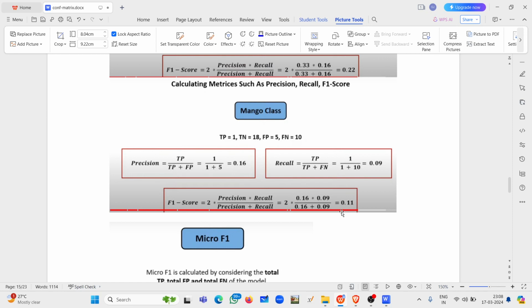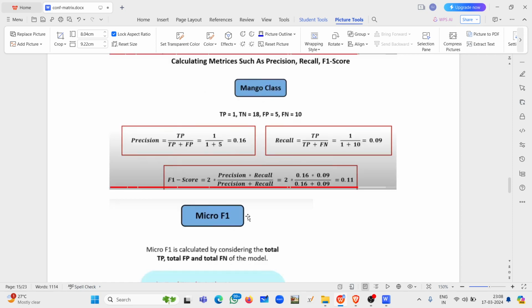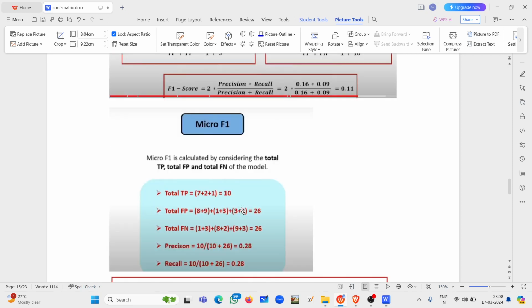Now you tell me, suppose we go for some other, that is the micro F1 score or the macro. How do you do it? Because till now we are confused about which one we have to accept. In the micro, when a number of classes or groups are there, now we know what is the true positive of all the groups. That means for the total true positive, one is for apple, one is for orange, one is for mango, in total we added, that is 10. Similarly, total false positive and total false negative we calculated.